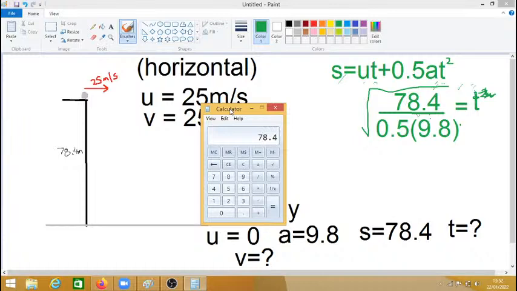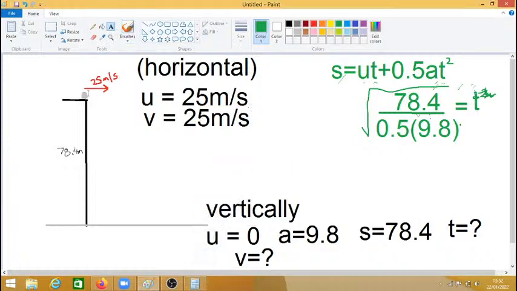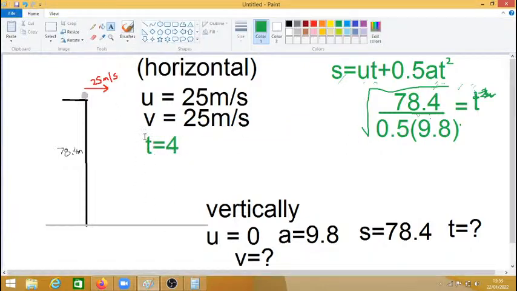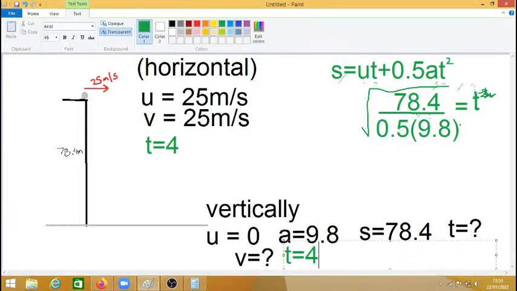Okay, 78.4 divided by 0.5 times 9.8, and square root that, and you get 4, which is fantastic. So we now have figured out how long it takes to hit the ground. That is a time of 4 seconds. Notice that if it's going to take 4 seconds to hit the ground, then that's still 4 seconds whether we look at it horizontally or vertically. Time is time. You don't really look at time horizontally or vertically. It's the same thing. So we can say time is 4 whichever way you look at it.